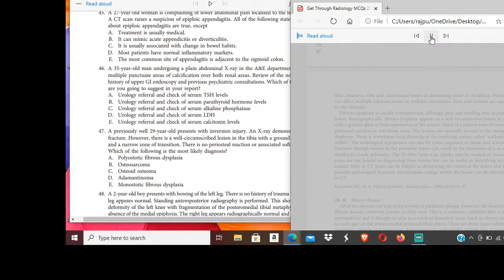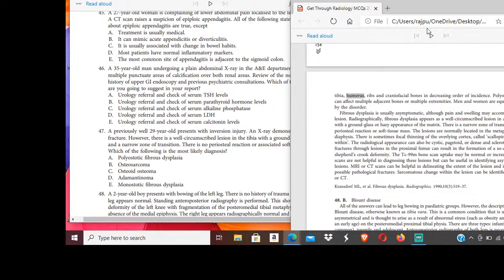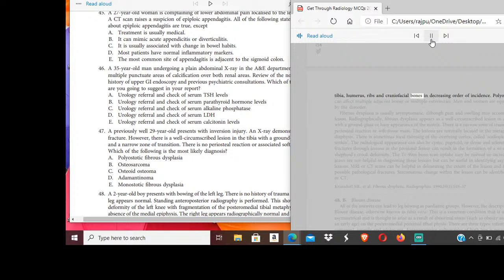tibia, humerus, ribs and craniofacial bones in decreasing order of incidence. Polyostotic cases can affect multiple adjacent bones or multiple extremities. Men and women are equally affected by the disorder. Fibrous dysplasia is usually asymptomatic, although pain and swelling may accompany the lesion.